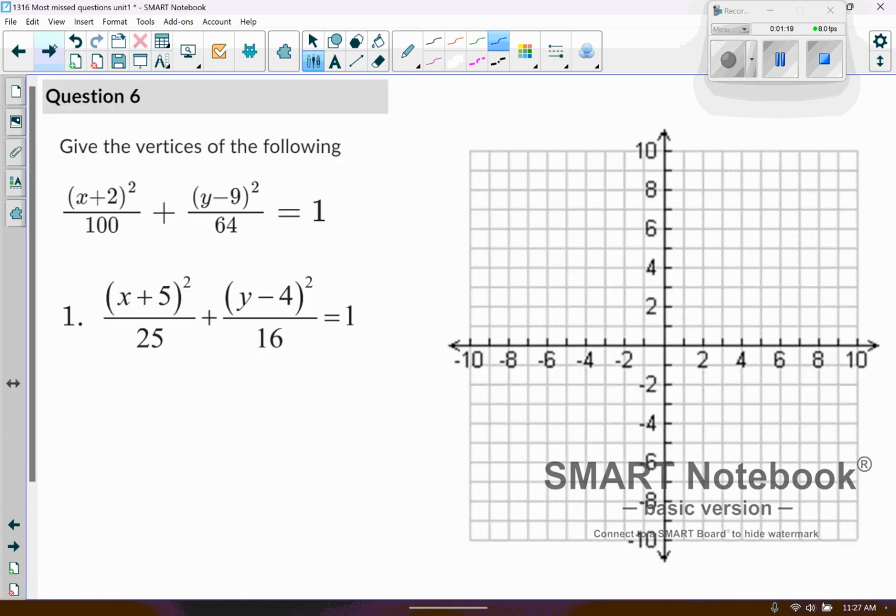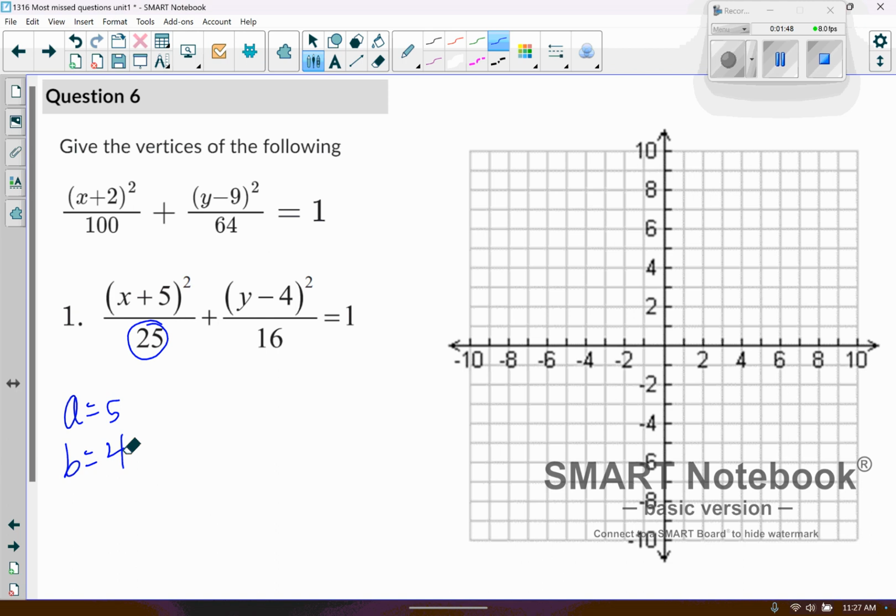Okay, let's see. The next one was question number 6. So I found a similar one here for us to work, so you can go back and try this one again. So what you'll notice is that the denominator under your x value here is larger, so you know that your major axis is going to be parallel with the x-axis. And so what I know from this is I know my A value is going to be 5. I know my B value is going to be 4.